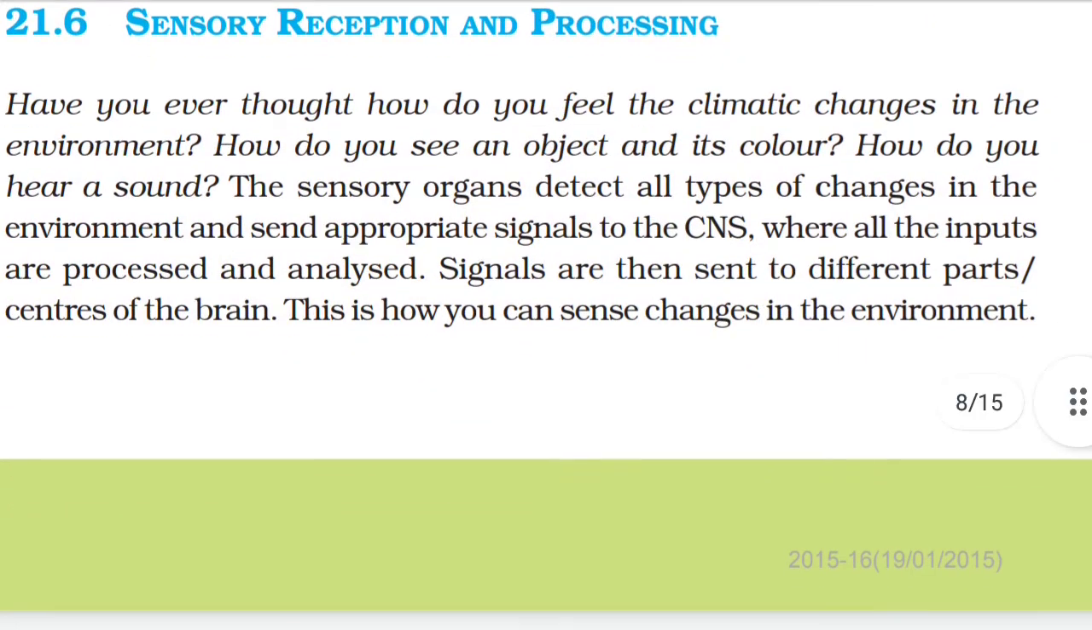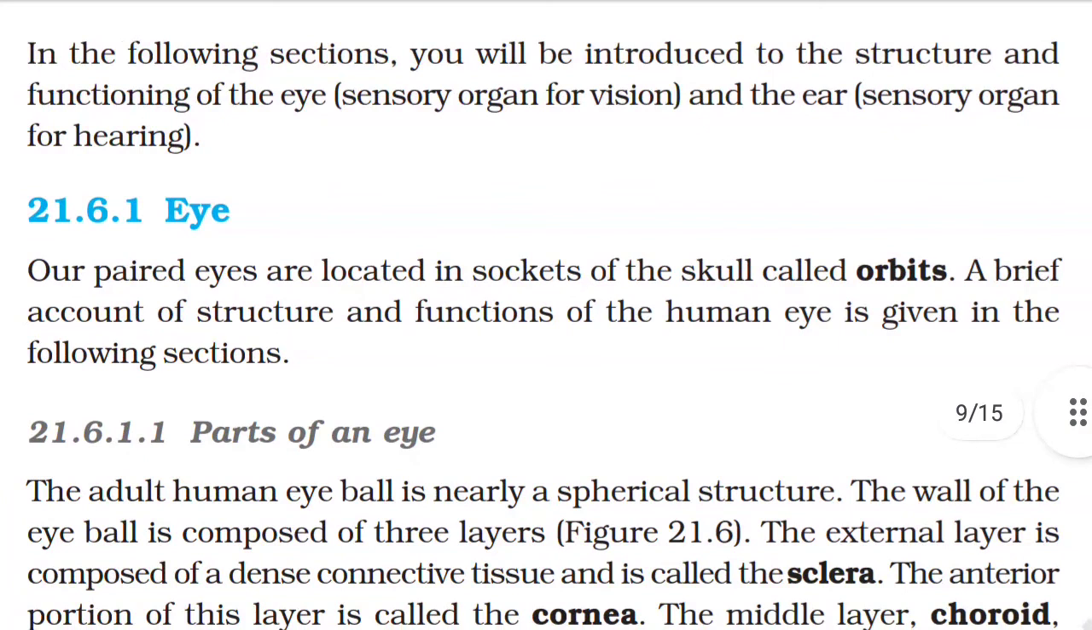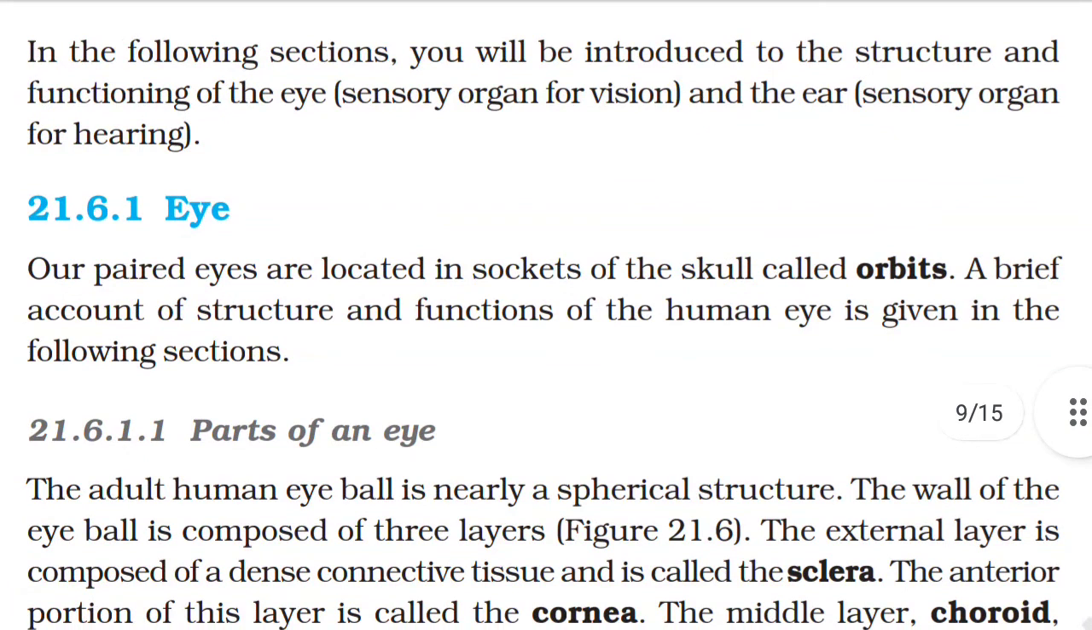21.6 Sensory Reception and Processing. Have you ever thought how do you feel the climatic changes in the environment? How do you see an object and its color? How do you hear a sound? The sensory organs detect all types of changes in the environment and send appropriate signals to the CNS, where all the inputs are processed and analyzed. Signals are then sent to different parts or centers of the brain. This is how you can sense the changes in the environment. In the following sections, you will be introduced to the structure and functioning of the eye, that is sensory organ for vision, and the ear, which is the sensory organ for hearing.